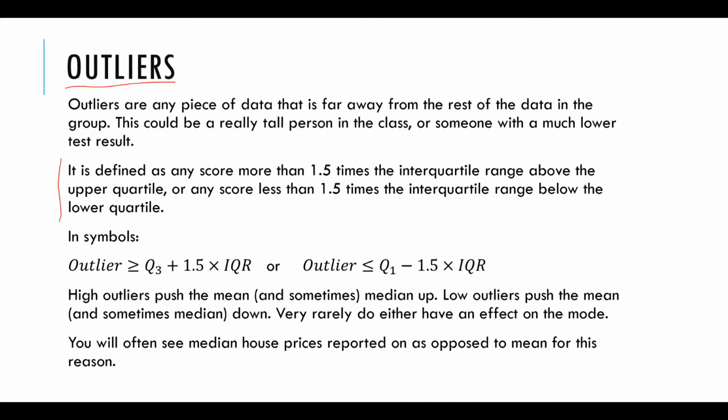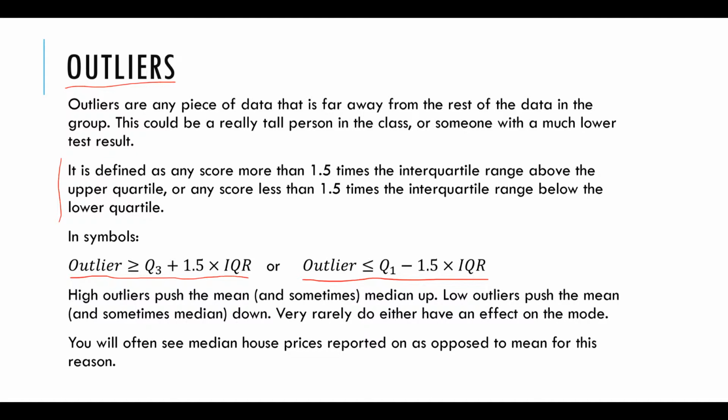What we're going to do is say that any outlier is either going to be one of two things. It's either going to be more than 1.5 times the interquartile range above the upper quartile, so that's a high outlier, or any score that's less than 1.5 times the interquartile range below the lower quartile, so a low outlier. How do we write this mathematically? Well, that's this line here. So the outlier is greater than the third quartile plus 1.5 multiplied by the interquartile range, or an outlier is any number less than Q1 minus 1.5 times the interquartile range.